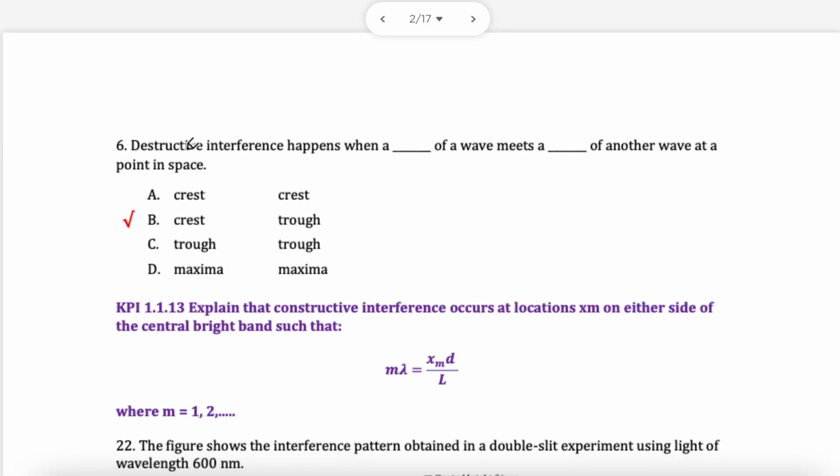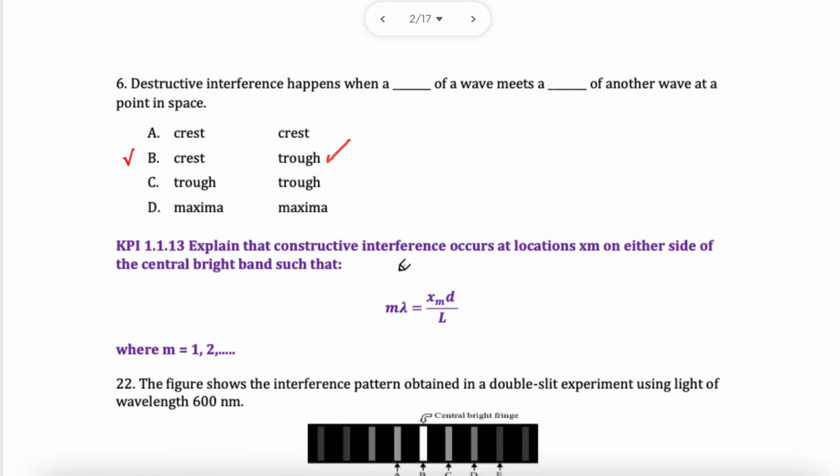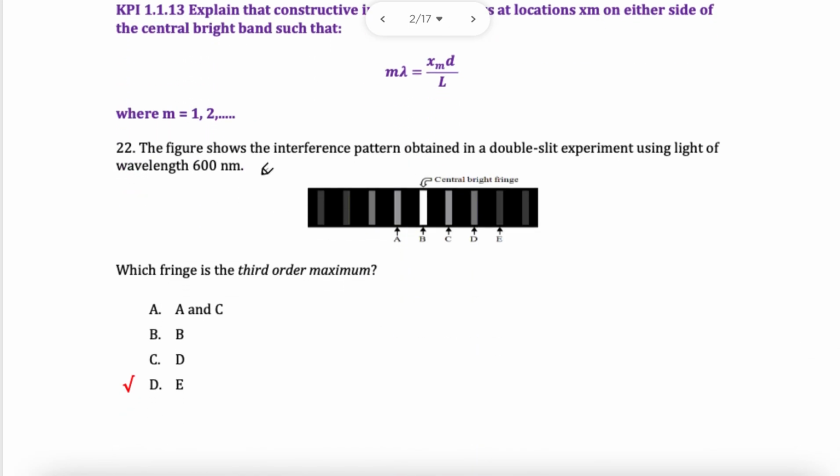Next, destructive interference, and I've already answered this, is when a crest meets a trough. You could have said maxima meeting a minima. Maximum is the same as crest, minimum is the same as trough. Max is the top, minimum is the bottom. So of course, B is the answer here. Very nice. Let's move on.